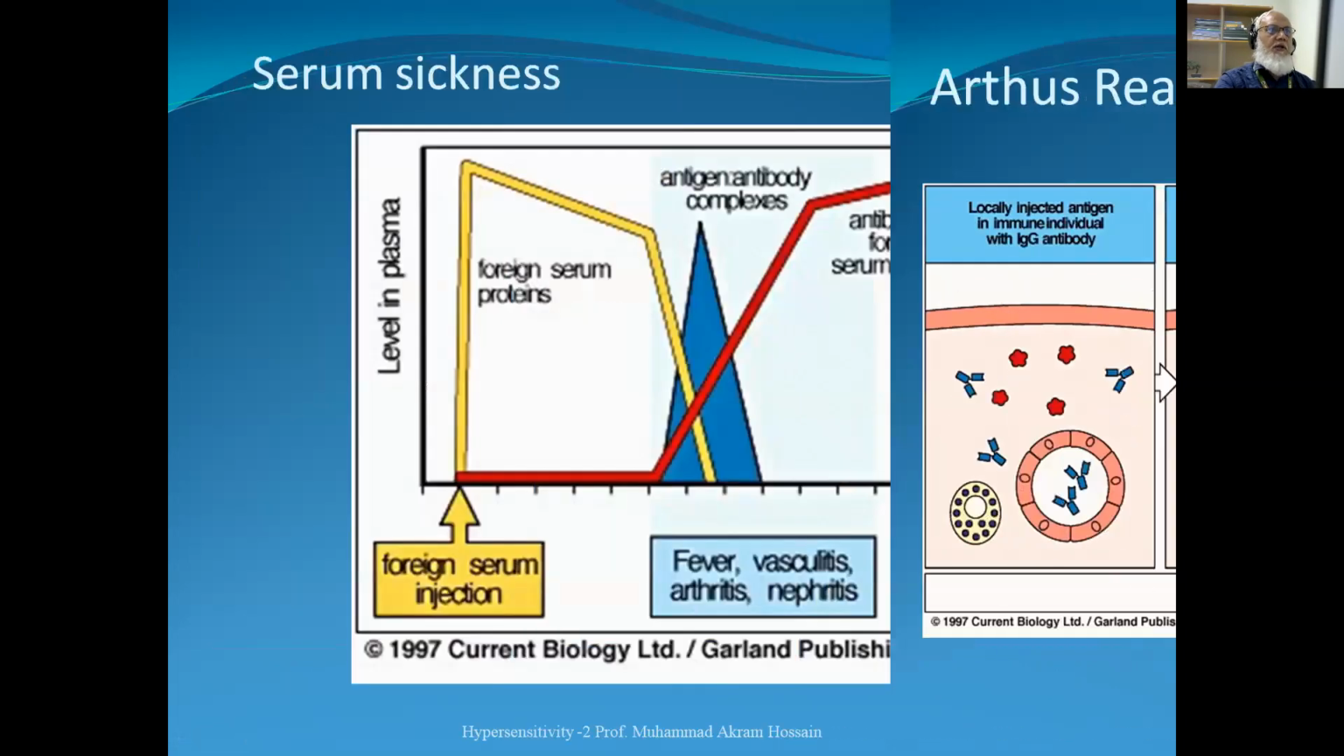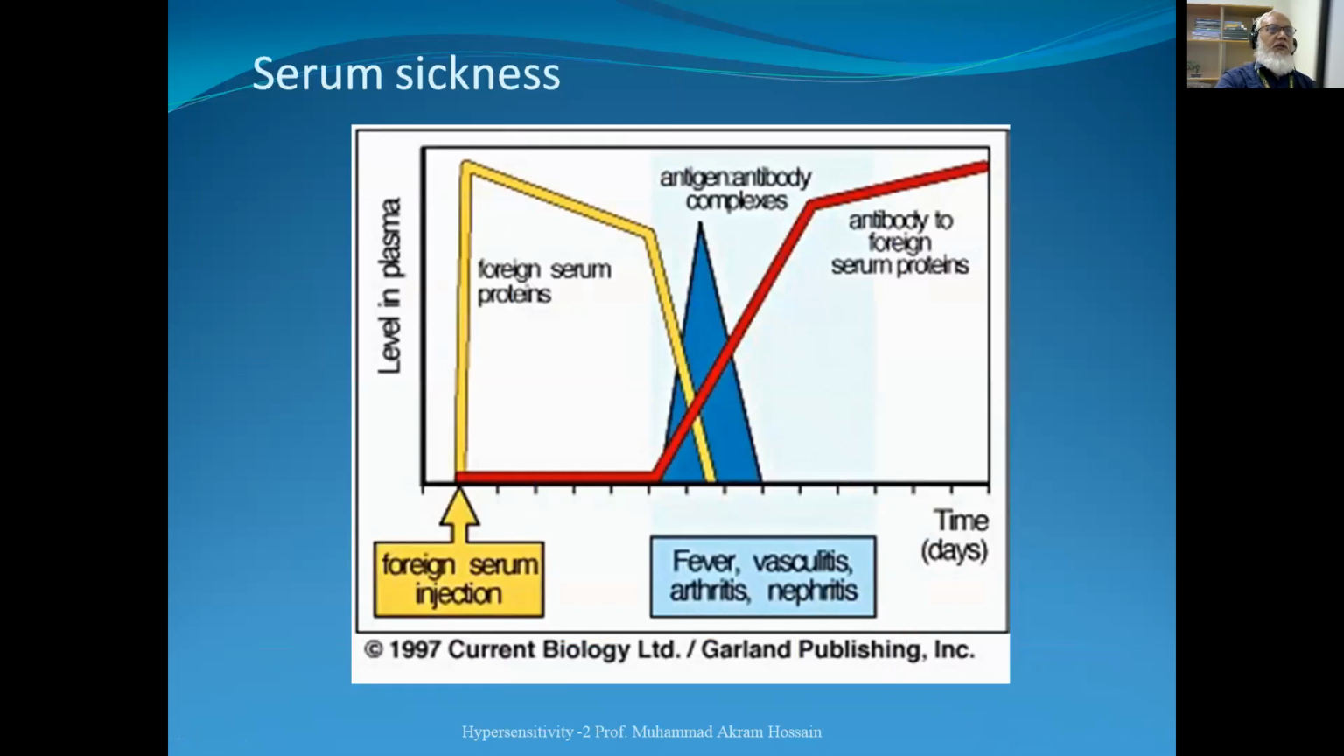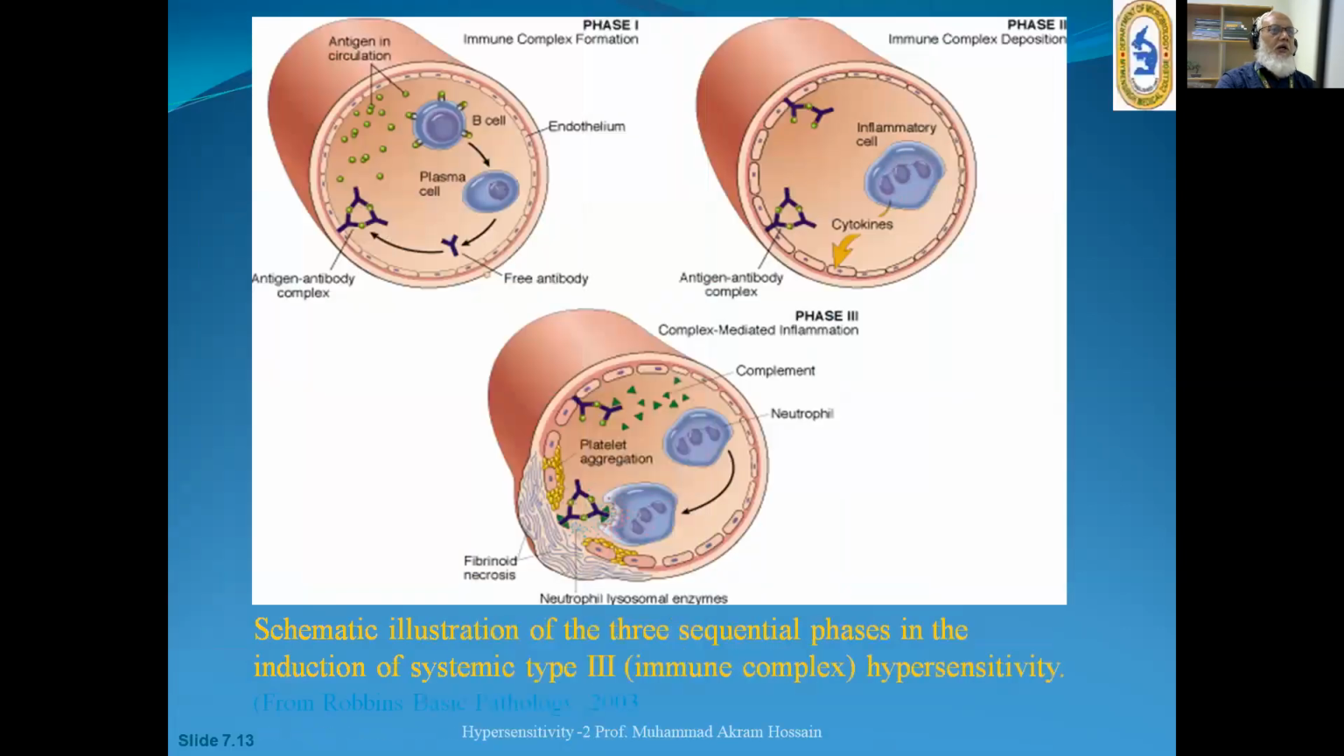This is Arthus reaction and serum sickness. The antibody proportion is less, so soluble small antigen-antibody complexes are formed and they deposit in the filtering surfaces like the glomerular basement membrane. There are three phases. In the first phase, immune complexes are formed and they circulate. These antigen-antibody complexes are deposited in the filtering surfaces. Then they attract the leukocytes and complement, and there is platelet aggregation. All these things cause damage.